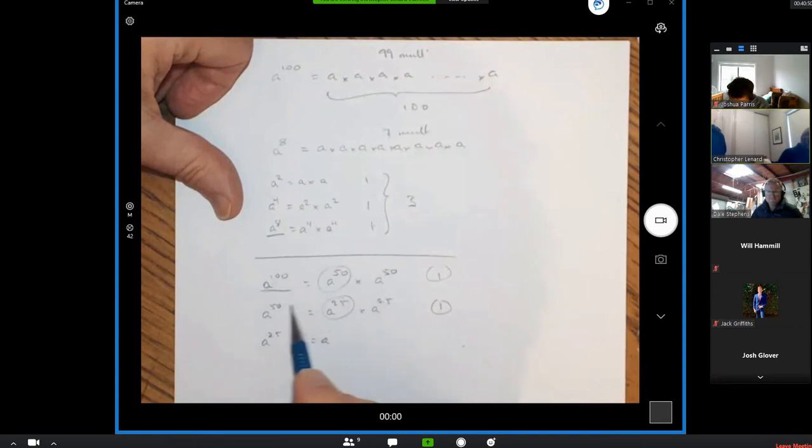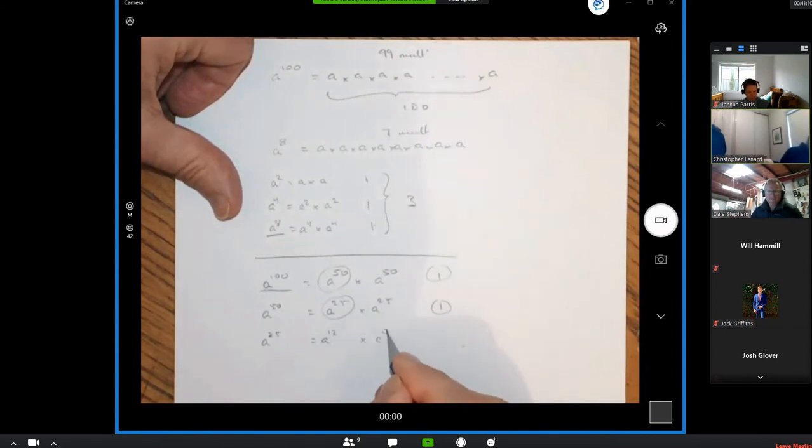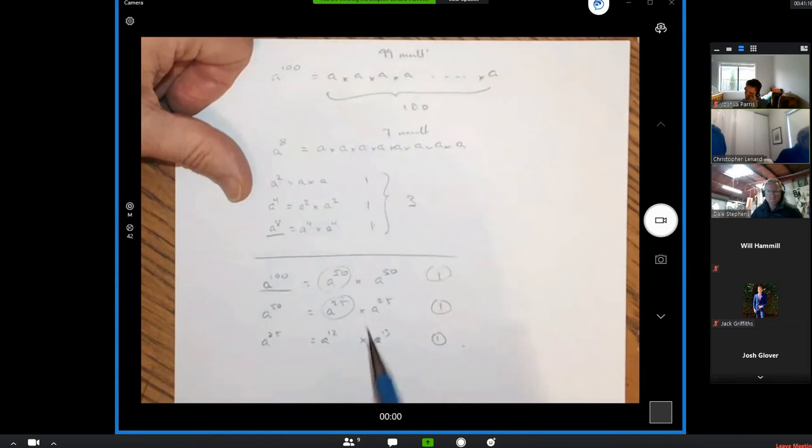25 plus 25 is 50. Or more to the point, 100 divided by 2 is 50, and 50 divided by 2 is 25. 25 divided by 2, I can't do. It's 12 and a half, and I don't really want to do halves as my index. But maybe I could do a to the 12 times a to the 13. Again, that would involve one multiplication.